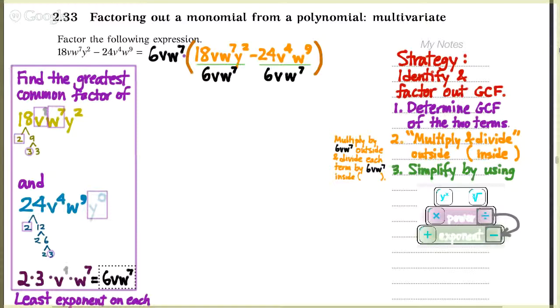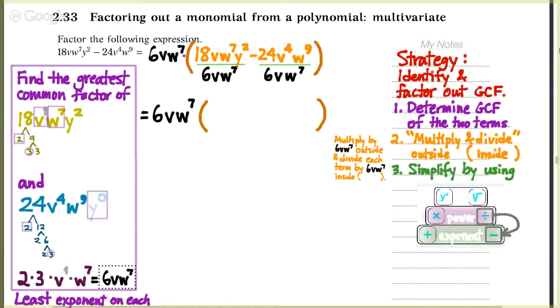That's the distributive property of multiplication over addition in action again, by 6vw to the 7th. So multiply by it on the outside while simultaneously dividing by it on the inside. That's going to ensure that the value of this expression remains the same when all the dust settles, and all we're doing is rewriting it in a simpler way. So now we've done the multiplication and the division. Now it's a matter of simplifying what we have.